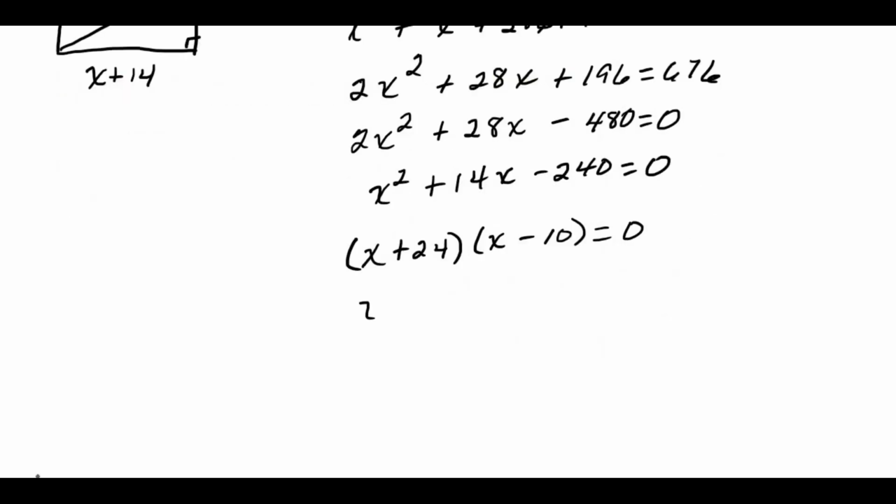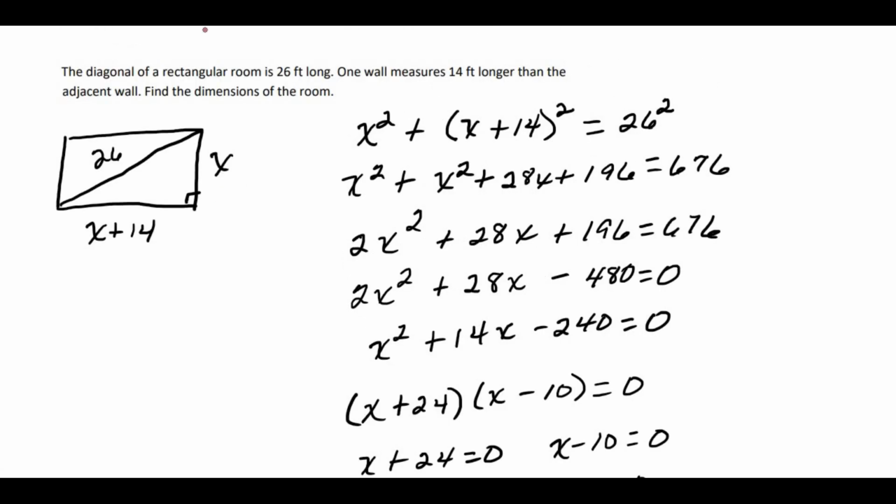I'm going to set each factor equal to 0 and solve. And because my x represents a length, x cannot be negative, so I know that x is 10. So the dimensions of my room are going to be 10 feet here and 24 feet here.